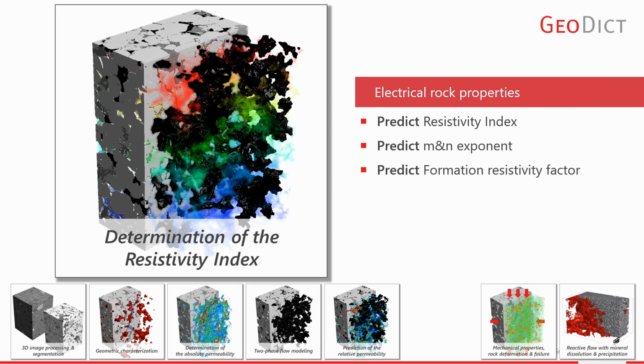GeoDict solvers also compute electrical properties. Amongst these are the resistivity index and the cementation and saturation exponents, or MN exponents in short. These are based on the fluid distributions resulting from a primary drainage computation. Based on the material phase conductivities, the formation resistivity factor may be computed as well.